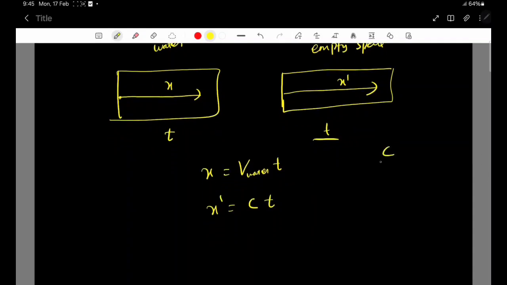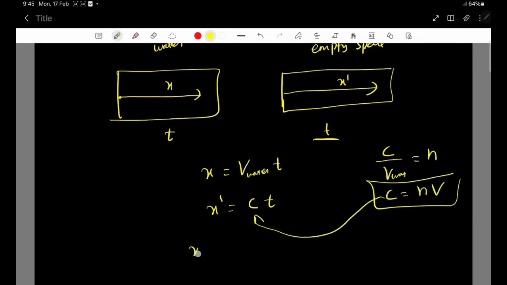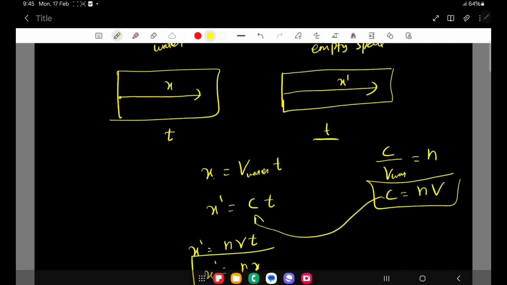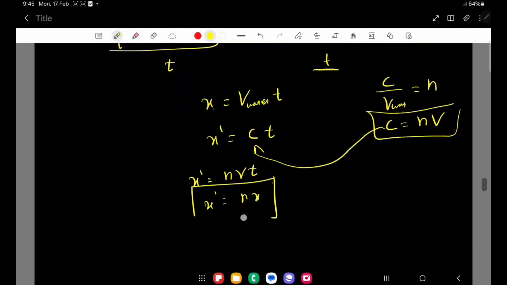So we know the relationship between the c and v. What is that? Speed of the light in empty space by speed of the light in water medium is equal to the refractive index of that particular medium. Okay. So I can replace that c with n into v. So if I substitute this over here, I will be getting x dash is equal to n into v into t. So n into vt is nothing but x. So I got x dash is equal to nx. So it is a relationship we have.